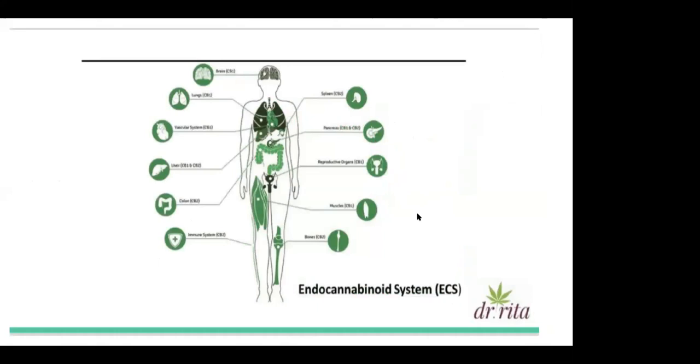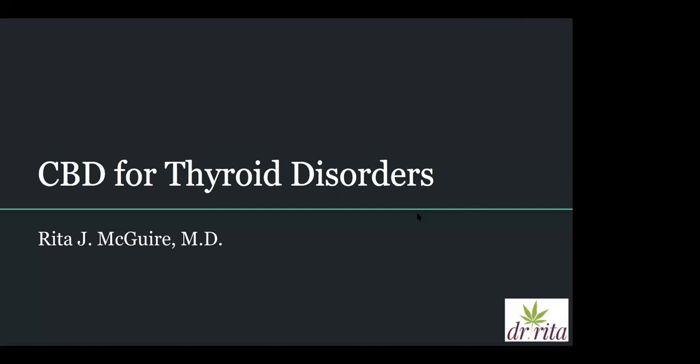There are also receptors in every single organ and gland in our body, from our head to our feet, in our brain, our heart, our skin, our liver, our lungs, our thyroid, our pancreas, our reproductive organs, our skeletal muscles, our spleen, and even our bones. They have receptors in the endocannabinoid system that are looking for CBD, that are looking for these cannabinoids to put our body into balance.